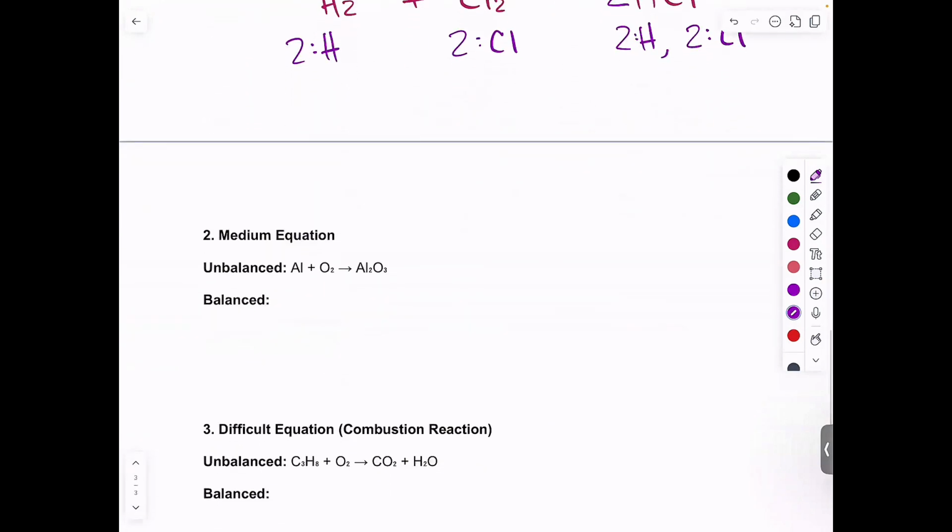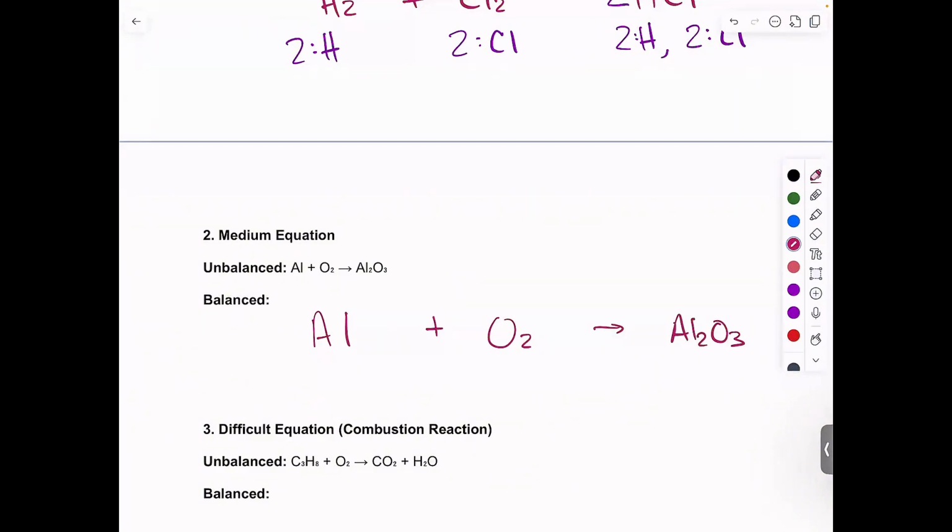Medium. Okay, so this one is a decomposition, or no, I'm sorry, this is synthesis. We have aluminum metal coming together with oxygen to form Al2O3, which we know as aluminum oxide. With my aluminum, I like to leave plenty of space. I realize it's a little obnoxious, but I'll make sure I have room for my numbers.